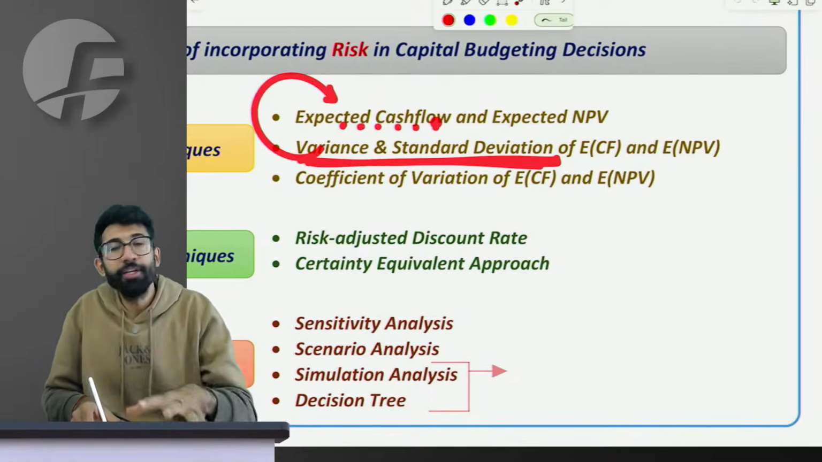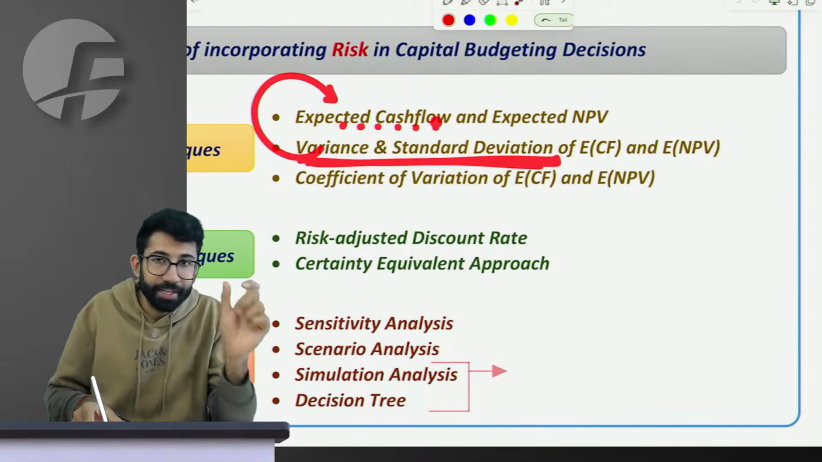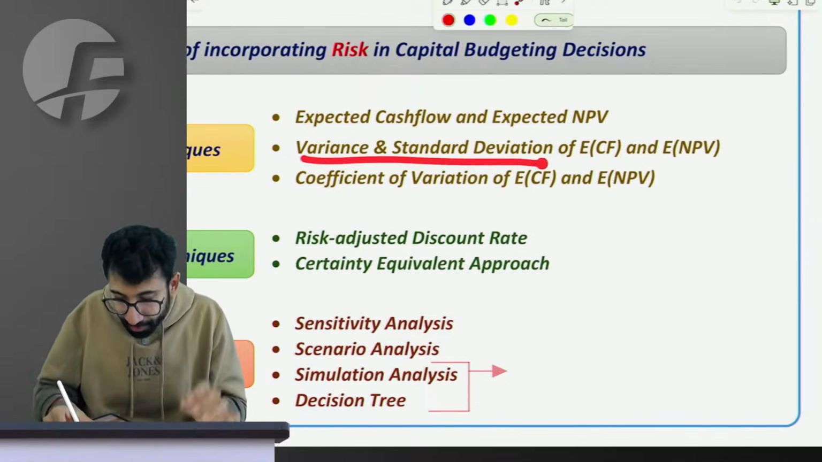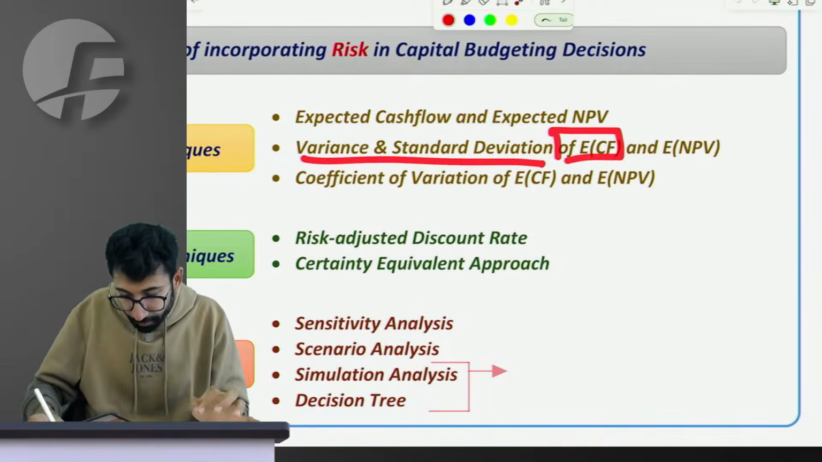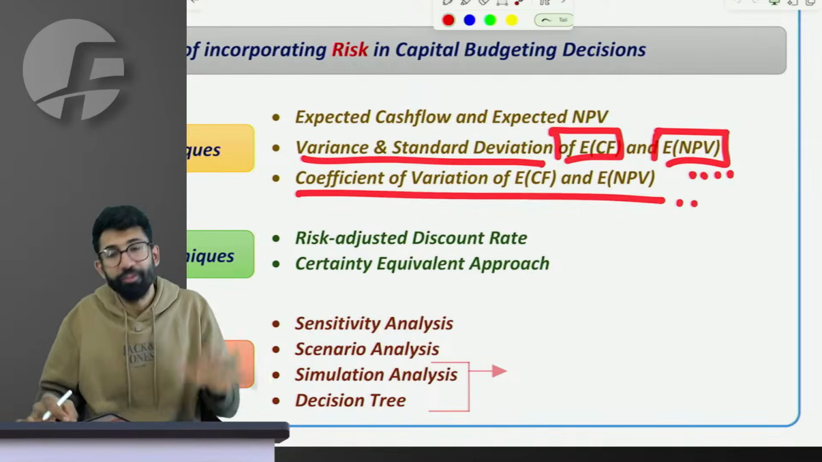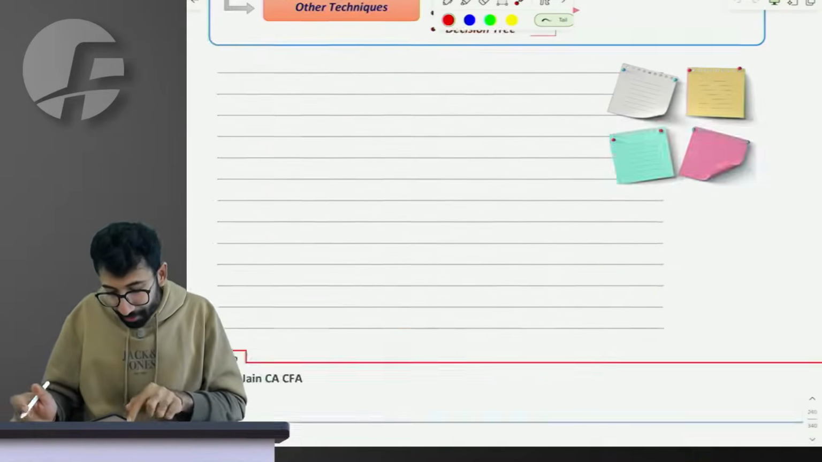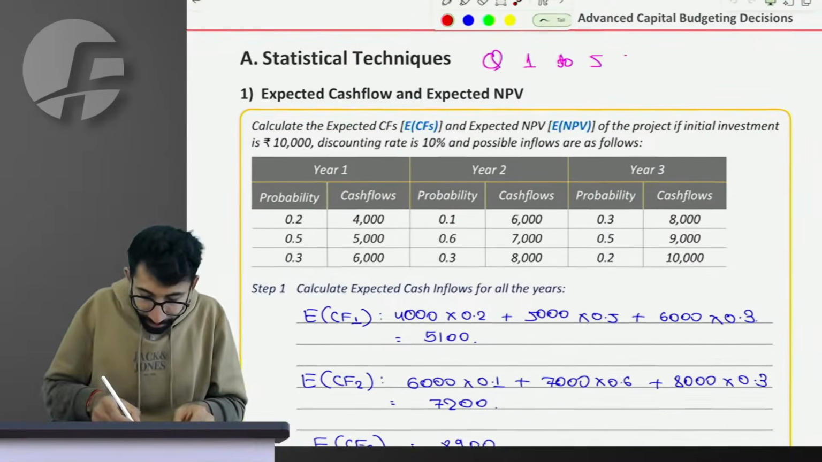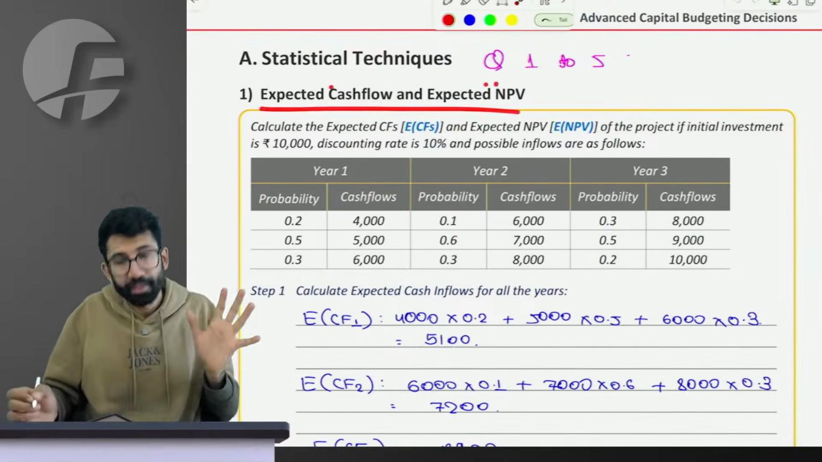You have to just listen to it right now, the exact calculation I'll take you through in the concepts and the question. So, standard deviation and variance of the cash flow and of the NPV is what we will learn, and then we'll learn coefficient of variation. So let's get started with the very first thing, which you'll find extremely easy: calculating expected cash flows and expected NPV.